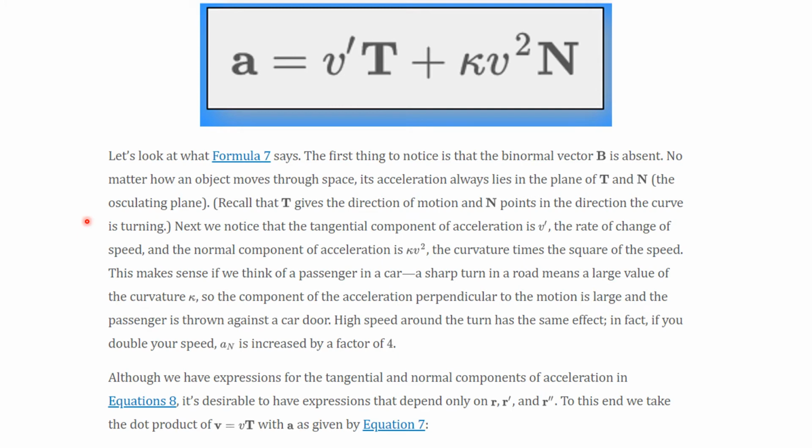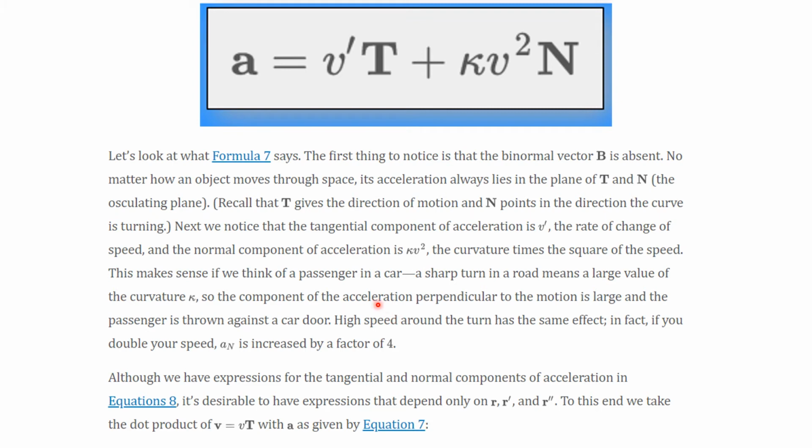Let's look at what this says, though. The first thing you notice is the binormal vector is not here. So no matter how an object moves through space, its acceleration always lies in the plane of T and N, the osculating plane. And recall that T gives the direction of motion, and N points in the direction the curve is turning. And next we note that the tangential component of the acceleration is v prime. That makes sense because it's the derivative of how fast it's going. But the normal component is moving towards the center, and that is the curvature times v squared.